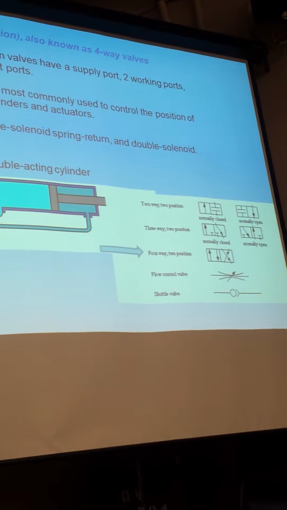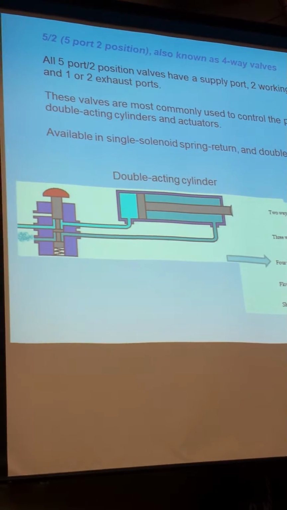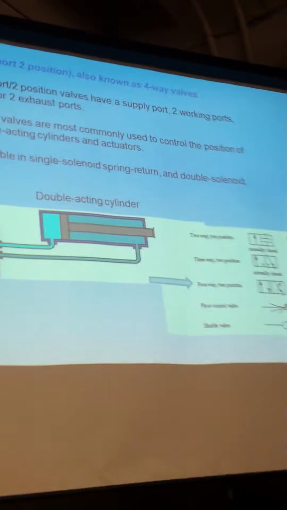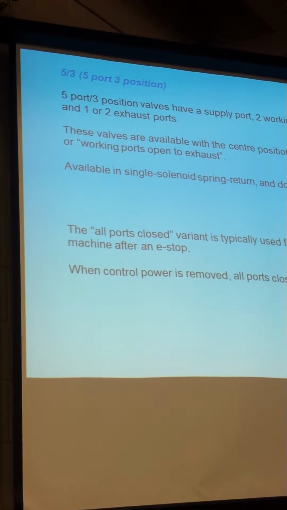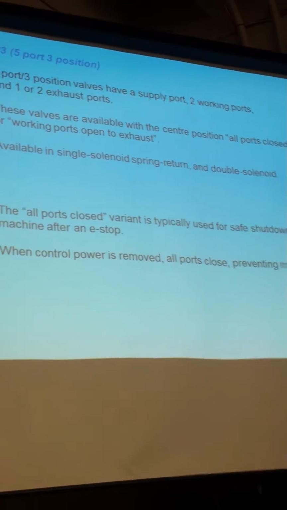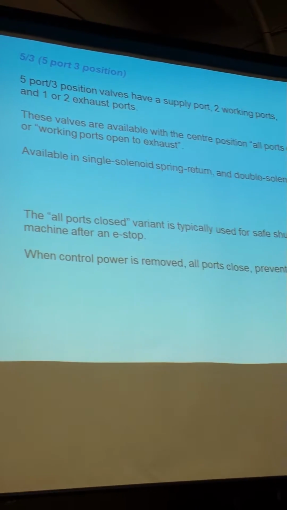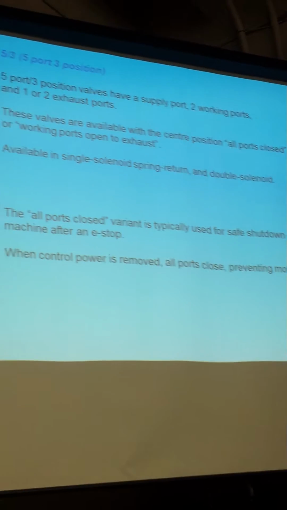Okay, 5-2. They're used also for single solenoid spring return and double solenoid. These valves are most commonly used to control the position of a double-acting cylinder. This one, yes, the all ports closed variant. Okay, a 5-port 3 position. Safe shutdown after an e-stop is pressed. Basically, it exhausts all air.